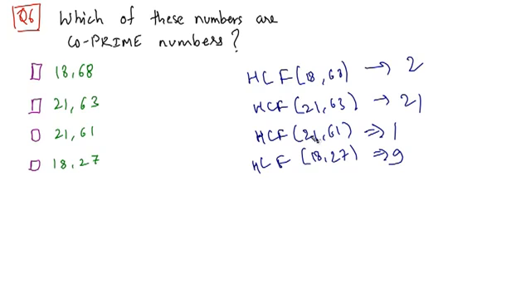So the highest common factor of 21 and 61 is 1. Hence these two numbers are co-prime numbers. So the option is option 3.